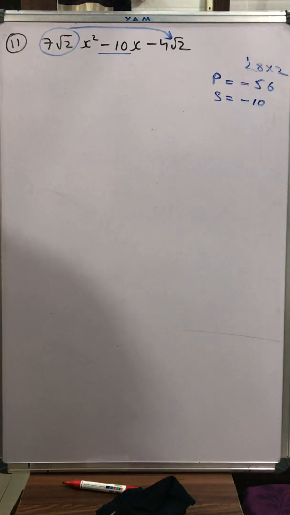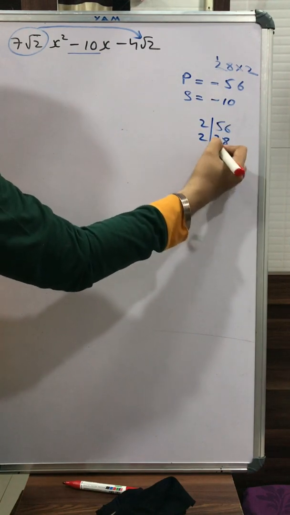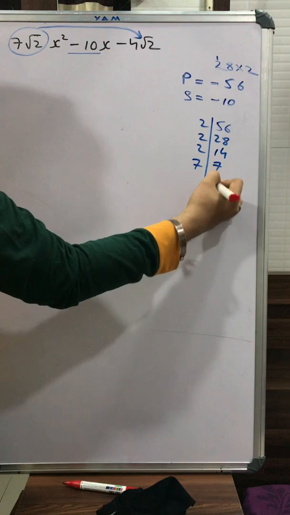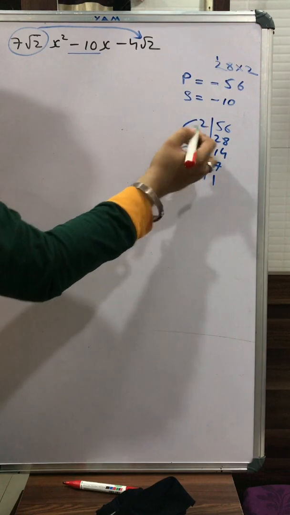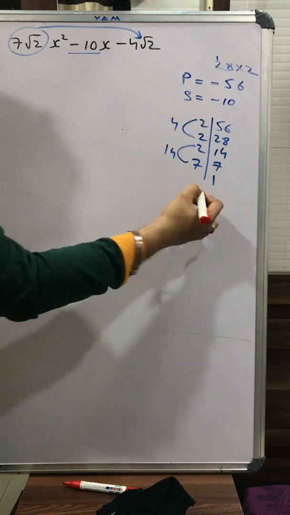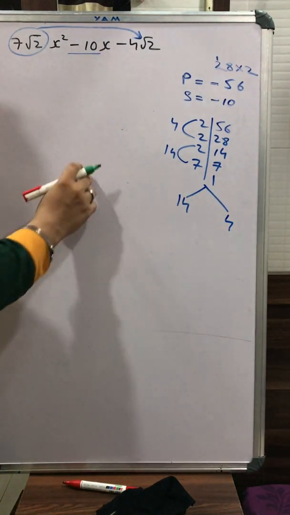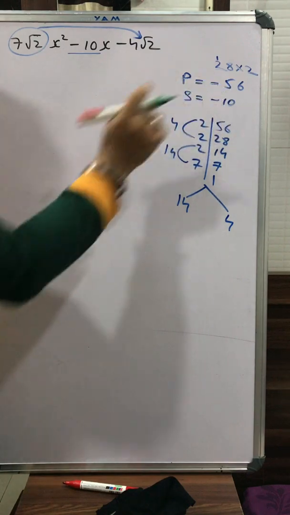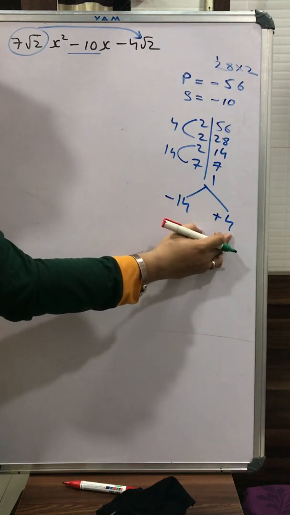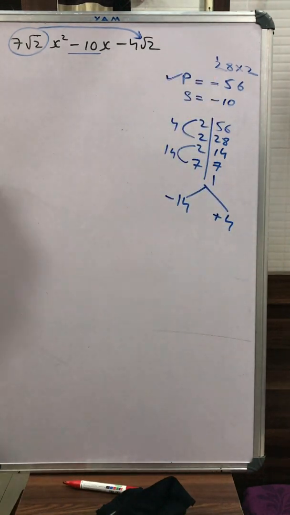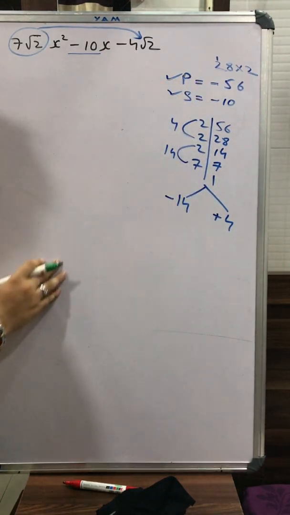So now let's find the numbers. First I'll split up this 56. 2 28s are, 2 1s are, 2 4s are, 2 7s are, and 7 1s are. Now 7 2s are 14 and 2 2s are 4. So if I say one number is 14 and the other number is 4, I want minus 56 here. So if I write minus here and plus here, minus 14 multiplied with plus 4 gives minus 56, and when minus 14 is added with 4, I get minus 10. So both of my conditions are satisfied here.